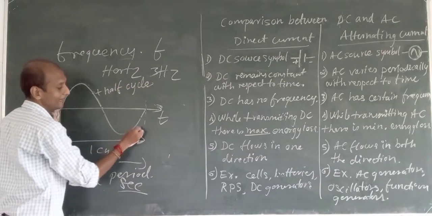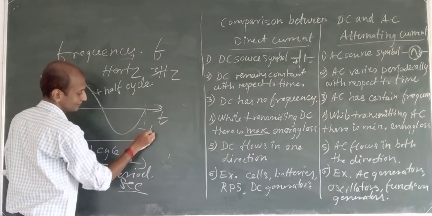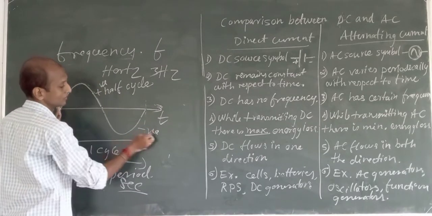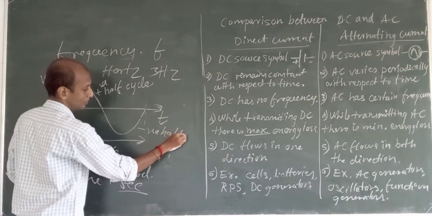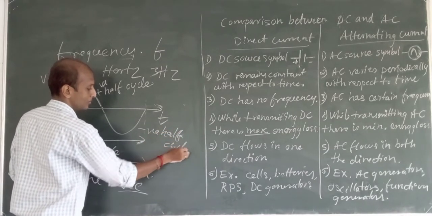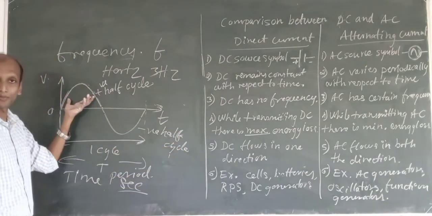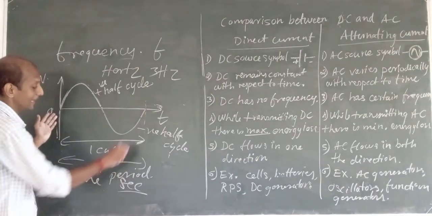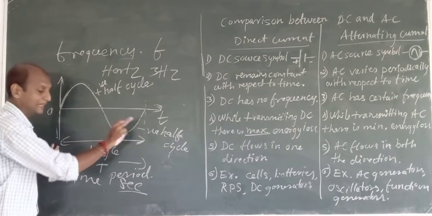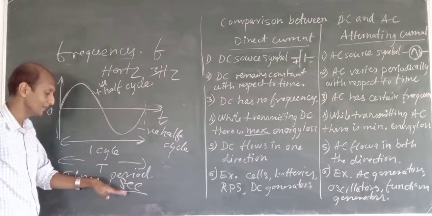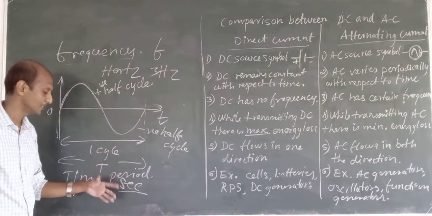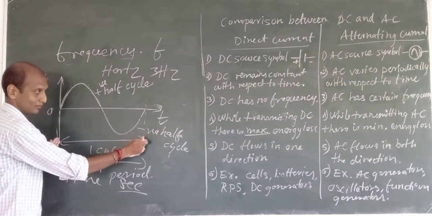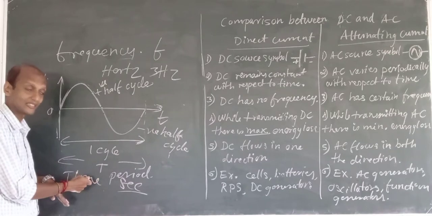And this is negative half cycle. This is positive. This is negative half cycle. This is positive half cycle. Both together will make what? One complete cycle. And time taken for one complete cycle is called as what? Time period. It is denoted as what? Capital T, and it is measured in what? Seconds. Fine. So this is one cycle. Time taken for one cycle is time period.